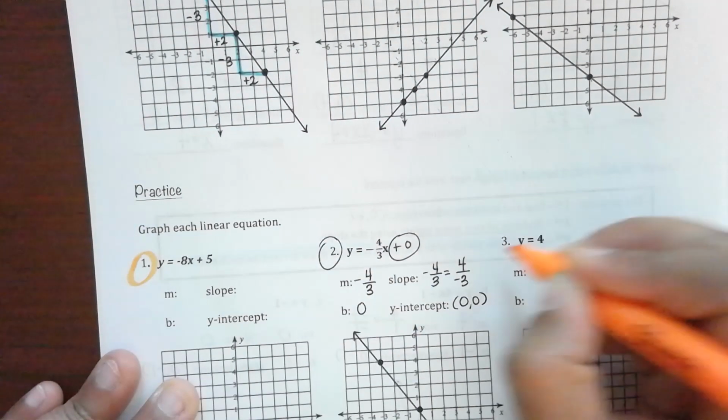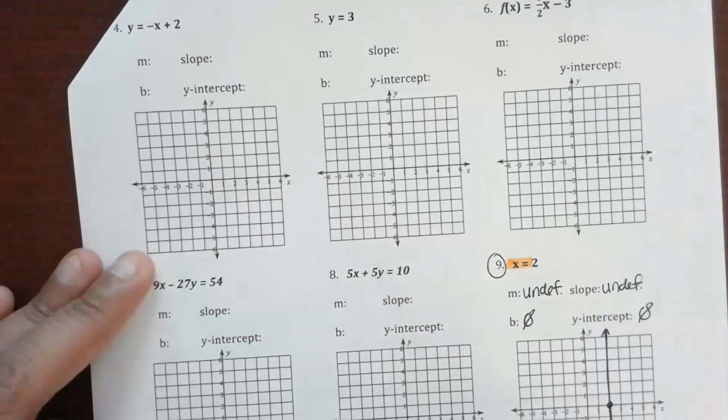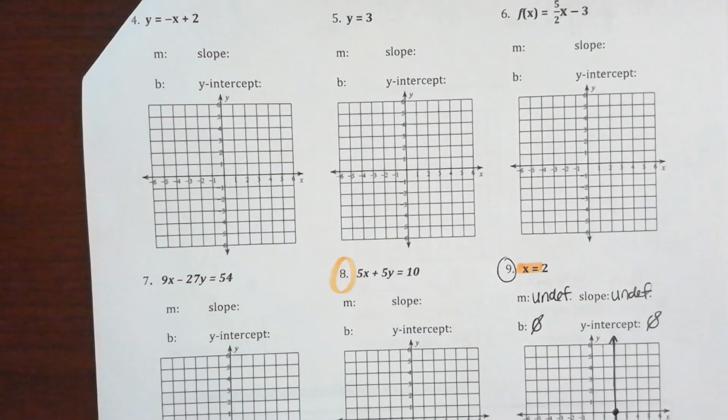So, you're doing 1 and 3 on this side. And then you're going to do 8. So 1, 3, 8.